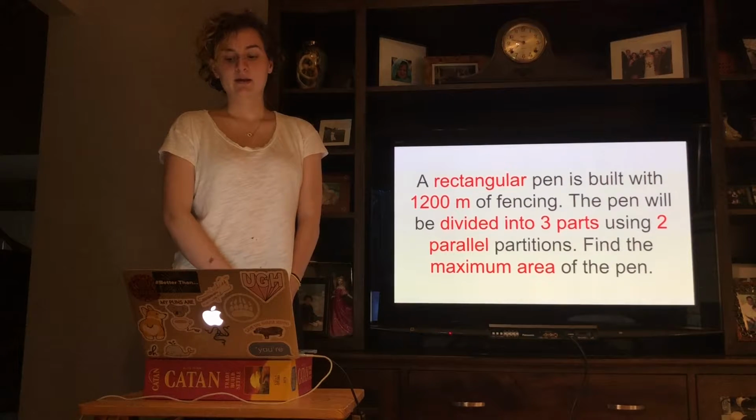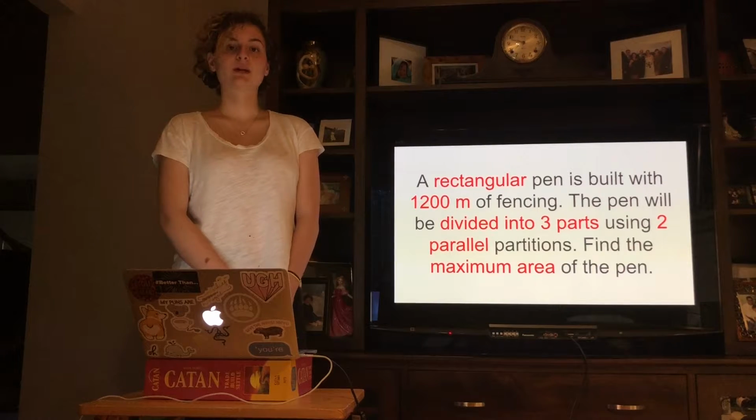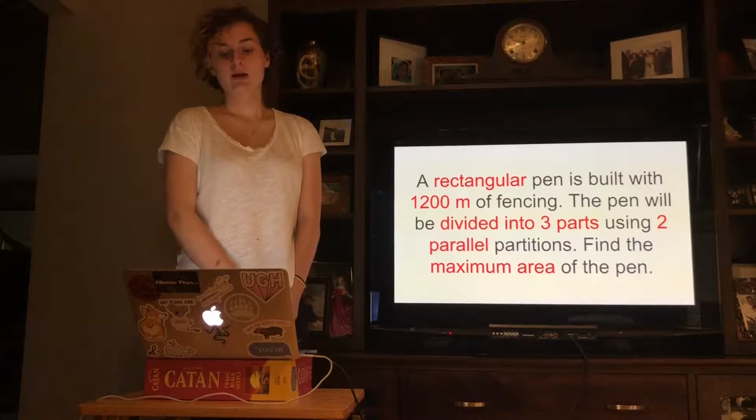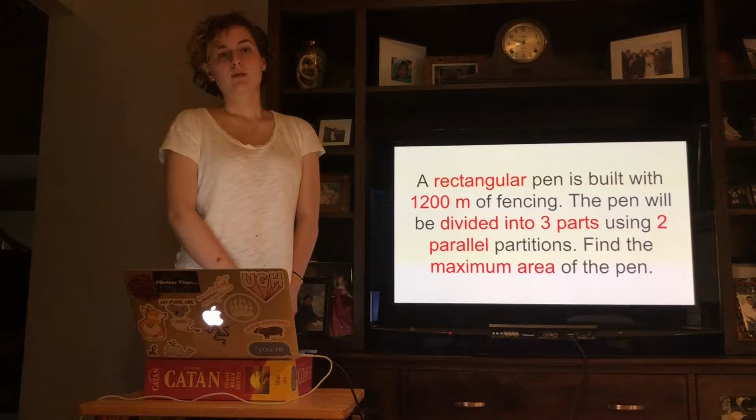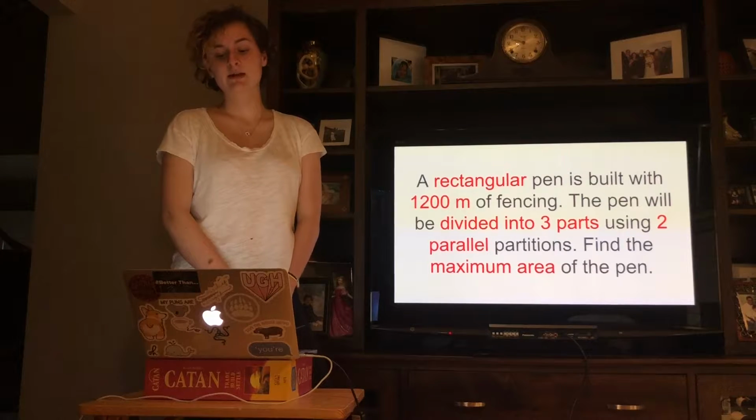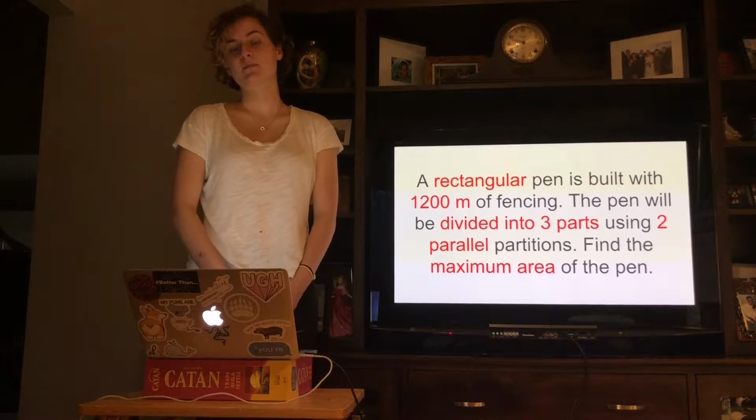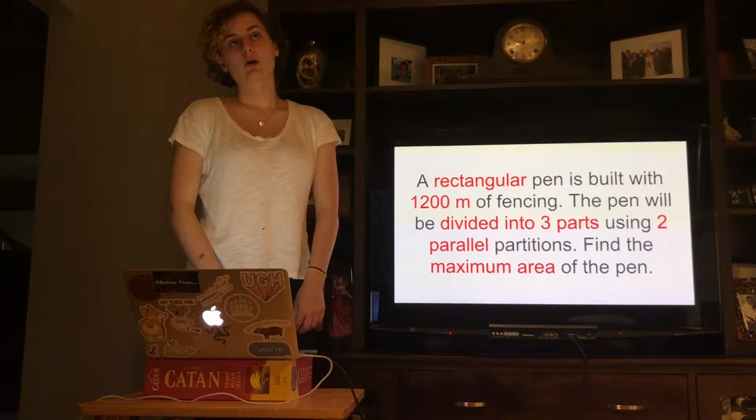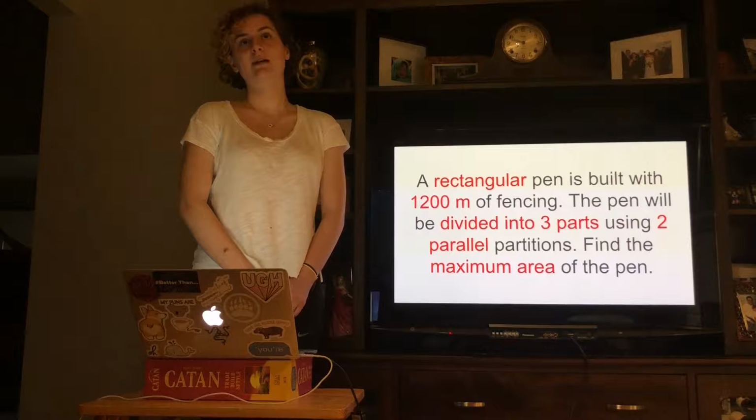A rectangular pen is built with 1,200 meters of fencing. This part of the question tells us the shape of the pen as well as how much resources we have. In this case, it will be a rectangular pen and we only have 1,200 meters of fencing. This next part says, the pen will be divided into 3 parts using 2 parallel partitions. This tells us that the pen will be divided, so we won't have a square pen in order to get the maximum area.